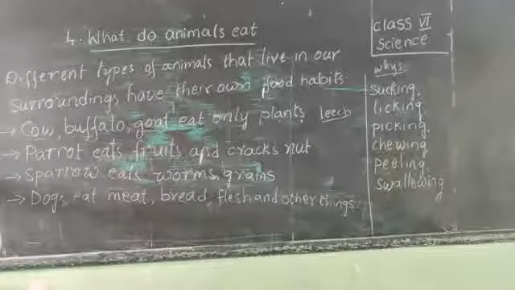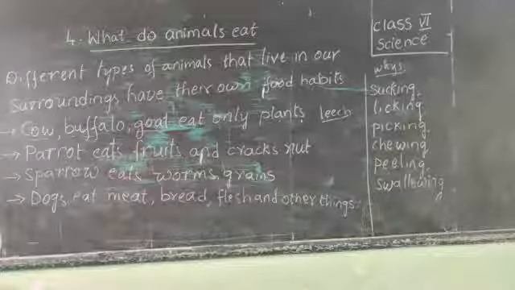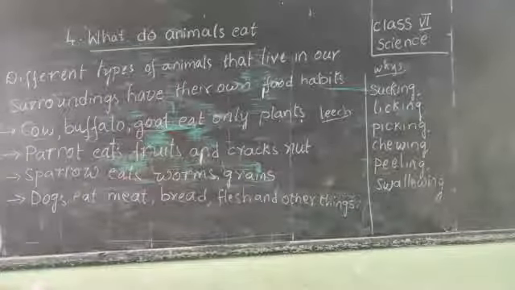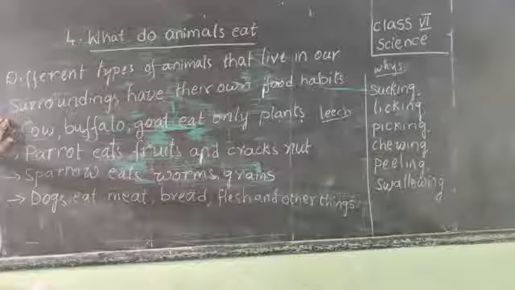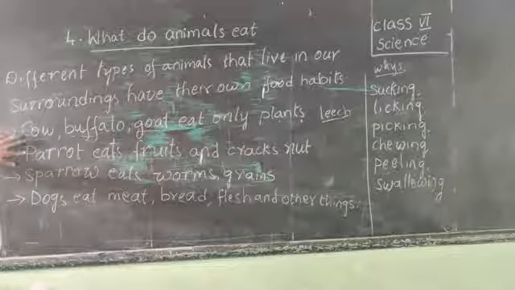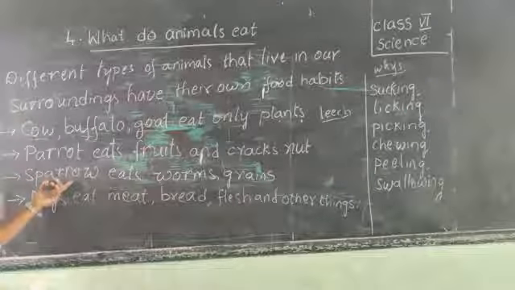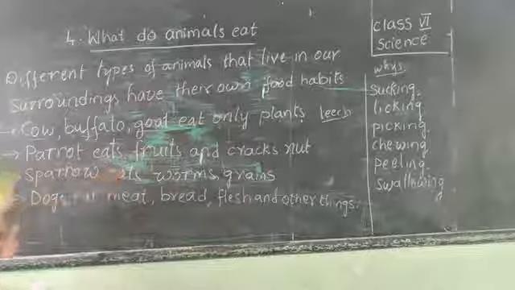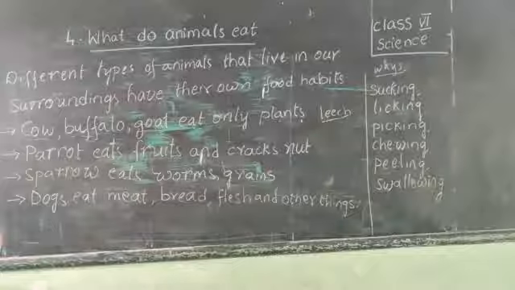So we have discussed different types of animals that live in our surroundings have their own food habits. Each animal is having different food habits. Here we have discussed about some animals, that is cow, buffalo, goat. They eat plants. Parrot eats fruits and cracks nuts. Sparrow eats worms and grains. Whereas the dogs eat meat, bread and flesh.